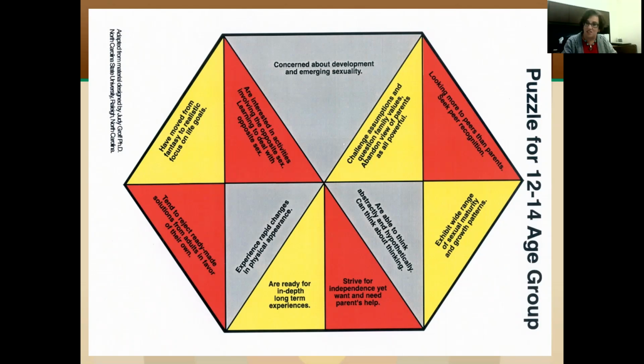This is kind of where it starts at this age group. This is where they're starting to abandon their views of parents as the end-all, be-all. They're starting to be able to think abstractly and hypothetically. The way it's put is they can think about thinking. And that is so exciting when you see that change in a young person. They're ready for those in-depth, long-term experiences. This is really where they can start learning some of those pieces.